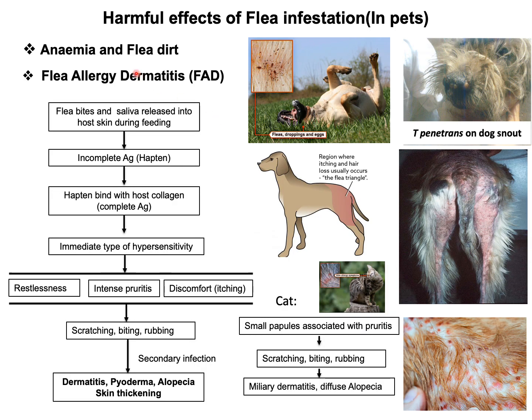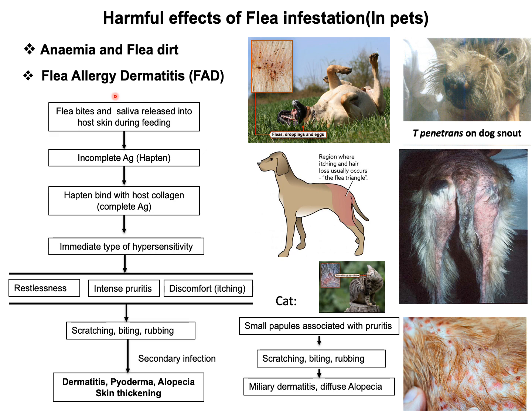So, harmful effects of flea infestation in different pet animals. The first harmful or deleterious effect is the production of anemia in adults as well as young animals. Anemia may not be very important for adult animals because they can easily compensate. But this is very important for the young kittens and puppies. They may not compensate the blood loss through erythropoiesis. And the second deleterious effect is called flea allergy dermatitis or FAD.